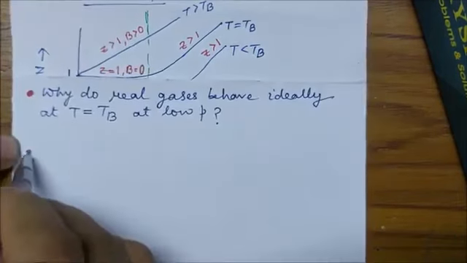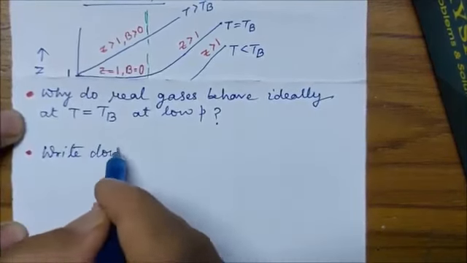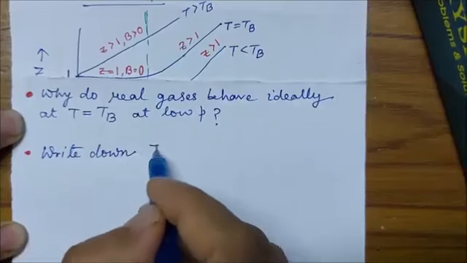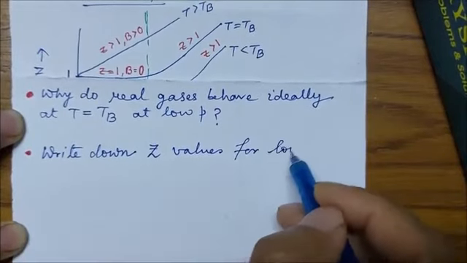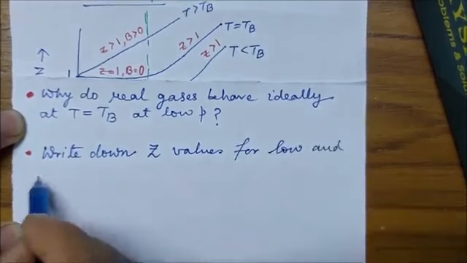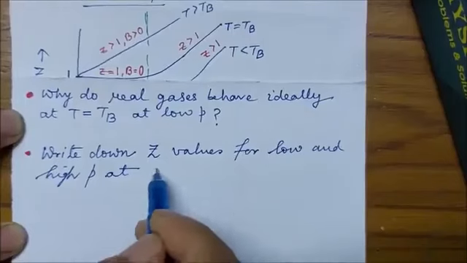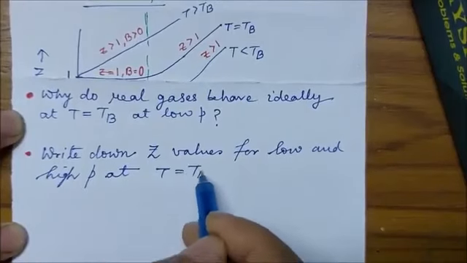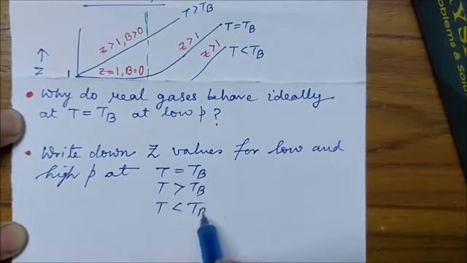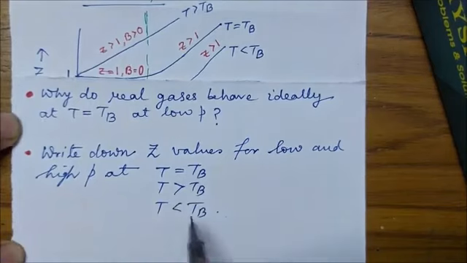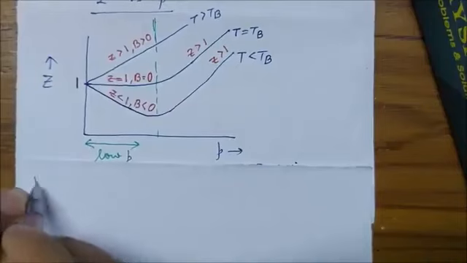We come to the next question, in which we are asked to write down the compressibility values for low and high pressure regions corresponding to T equal to TB, T greater than TB, and T less than TB, TB being the Boyle temperature. We can write the Z values looking at the graph, and we answer here.